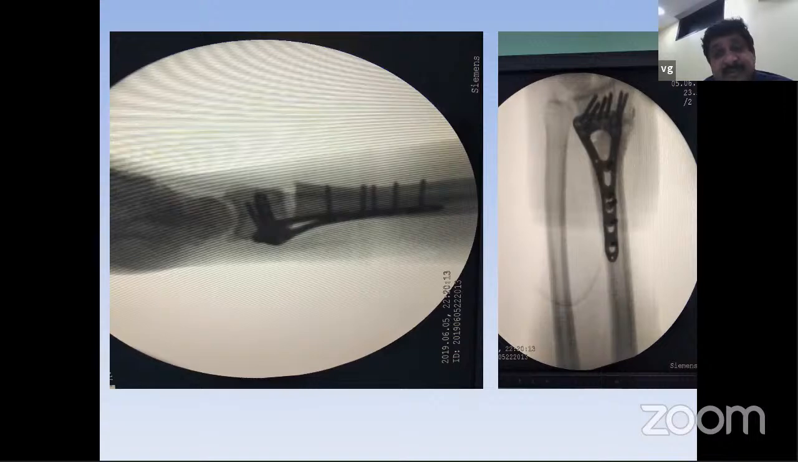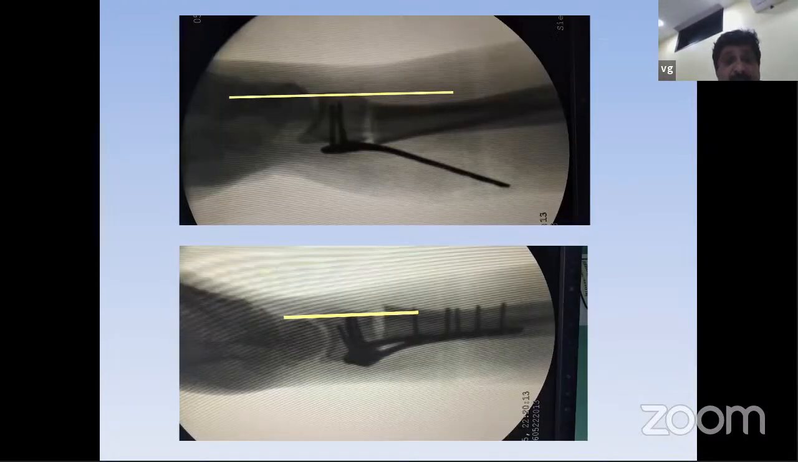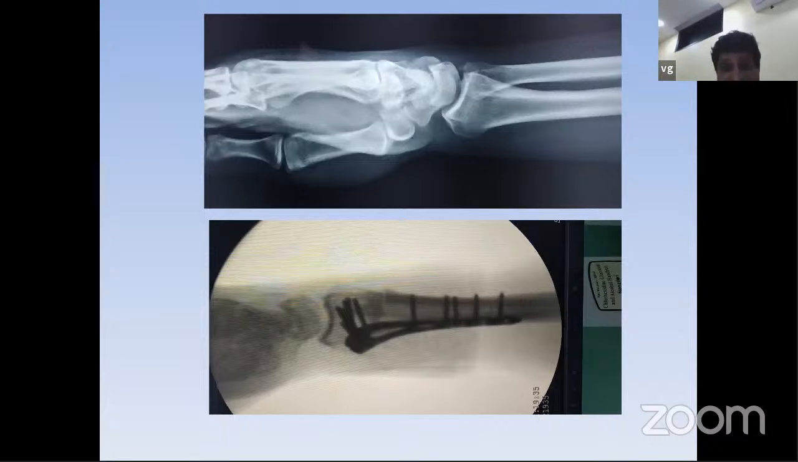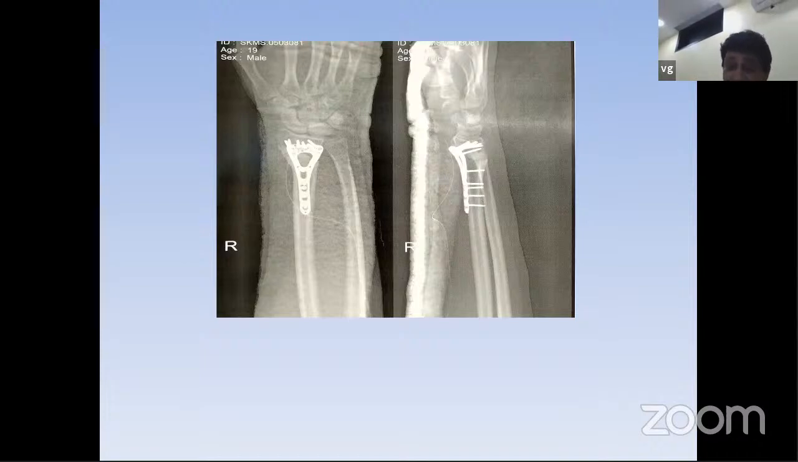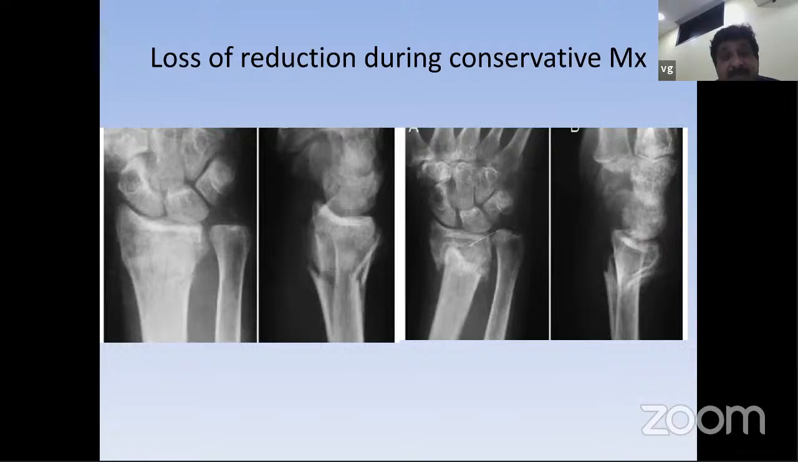Most of the time, if your fixation is good, you don't need to do a bone graft, but some people suggest that we can use bone substitutes. So this is what you can see, that there was a dorsal subluxation of the lunate before the osteotomy, and after the osteotomy was opened up, the subluxation reduced, inclination is much better, biomechanics is better. So this is what we can see on the pre-op and post-op x-rays, and this is the post-op radiograph of the same patient. So another case where there was a loss of reduction during conservative management.